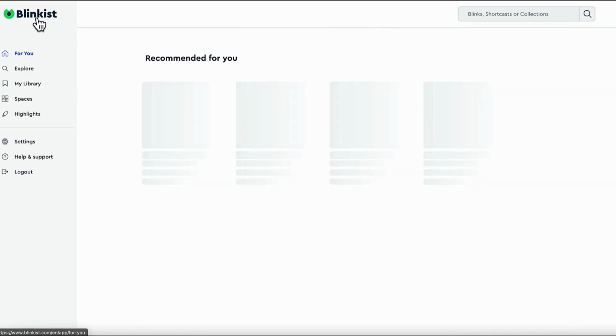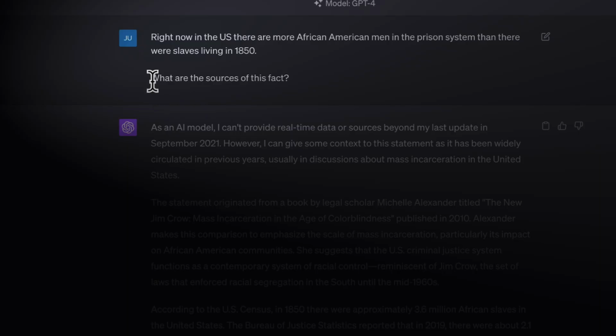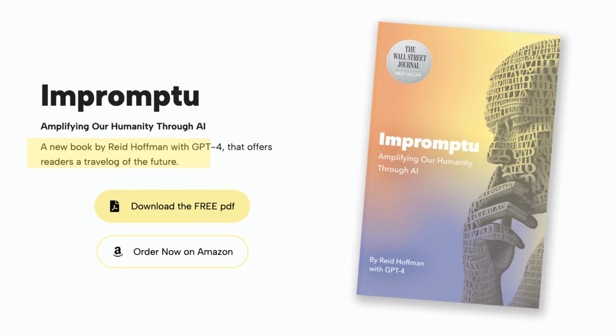If you ask a large language model to first generate facts before asking questions, generally it will steer towards more accurate responses. Or you can gather facts from trusted sources, provide that to GPT, and carry on with your instructions or task. For example, have you heard about Impromptu, the first ever book co-authored with GPT-4?